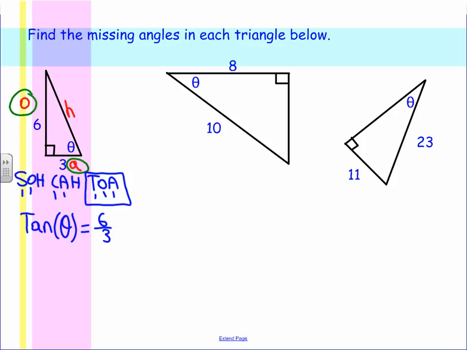Remember, anytime you're looking for an angle, you have to do second and then your ratio. So we're doing second tan. So tan, and then this little -1. That little -1 tells us that we're doing second tan. And the fraction goes inside the brackets. If we put that in our calculator, we get 63 degrees.